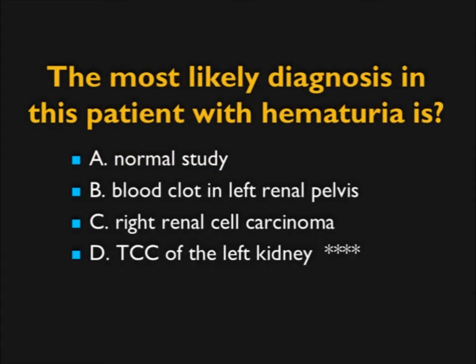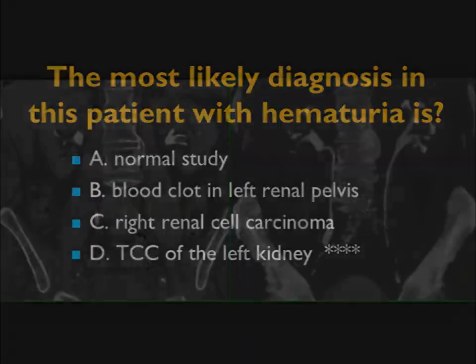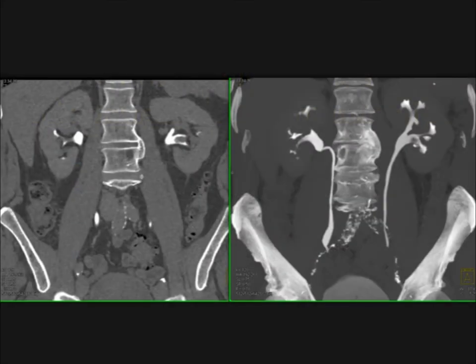In this patient with known hematuria, what's the best diagnosis? This is a very nice example showing a filling defect in the left renal pelvis, shown very nicely on the MIP imaging. Again, filling defects can be due to blood clots, transitional cell carcinomas, or sloughed papillae.